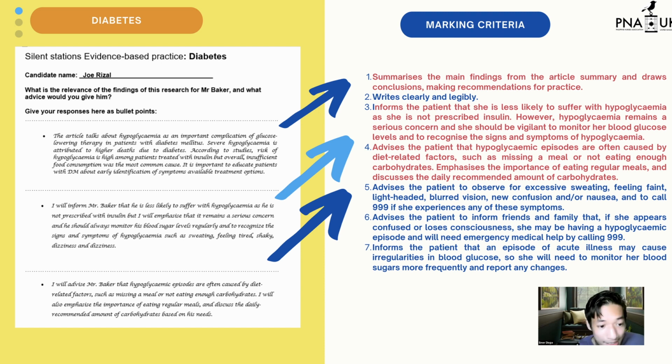Okay. Let's say another example is for number four. On the marking criteria, it says they advise the patient that hypoglycemic episodes are often caused by diet-related factors such as missing meals or not eating enough carbohydrates, emphasizes the importance of eating regular meals, and discusses daily recommended amounts of carbohydrates. So what you're going to write on your paper on the exam is as shown below. I will advise Mr. Baker that hypoglycemic episodes are often caused by diet-related factors such as missing meals or not eating enough carbohydrates. I will also emphasize the importance of eating regular meals and discuss the daily recommended amount of carbohydrates based on his needs.